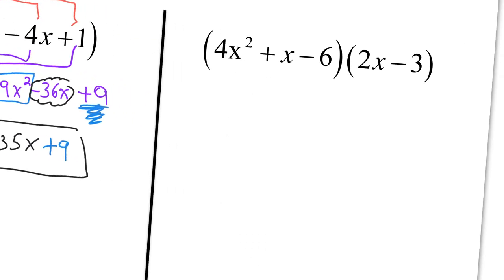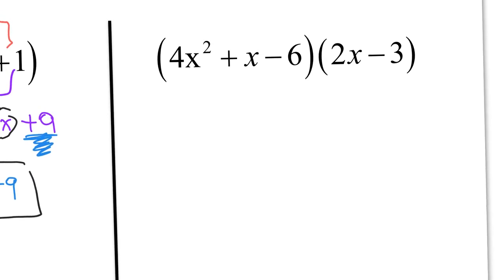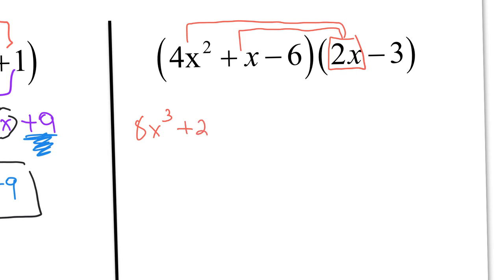Let me just zoom in here so you guys can see the whole problem. And I'm going to multiply the first term in the binomial, so this one here, and I'm going to multiply backwards. I'm going to go back to this one. So 2x times 4x squared, that's positive 8x cubed. Then I multiply 2x times the second term. So that's going to be 2x times x, positive 2x squared. Remember, this x has an invisible 1. 1 times 2 is 2. x times x is x squared. Then you multiply the 2x times the negative 6. And that's going to be a negative 12x.